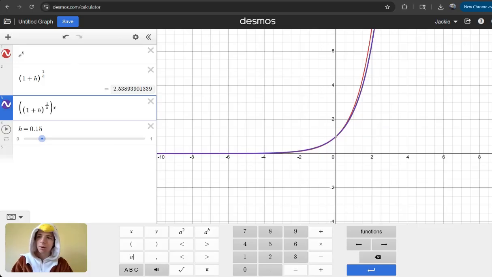And we get 1 plus h to the 1 over h to the x. And remember, we're going to take the limit as h approaches 0. So this is just going to turn into e to the x. So the derivative of e to the x is e to the x.